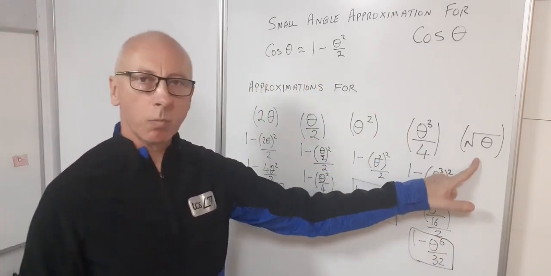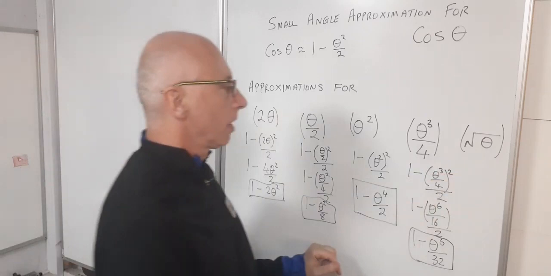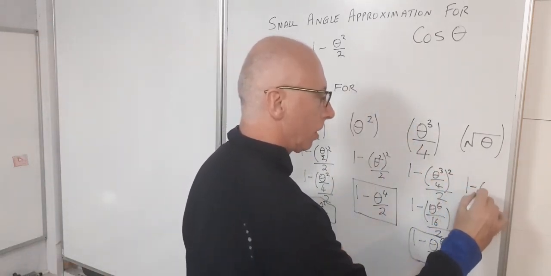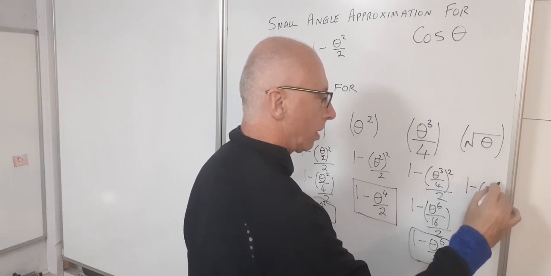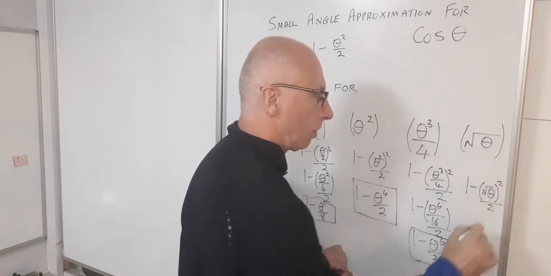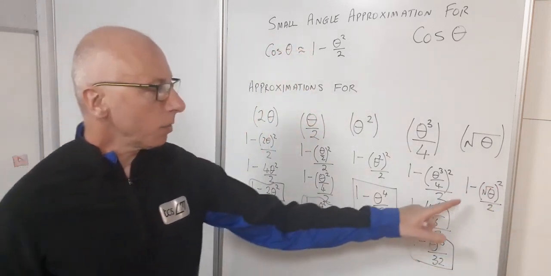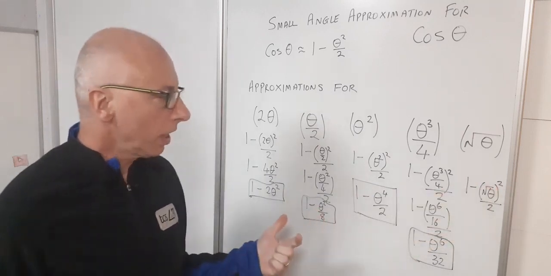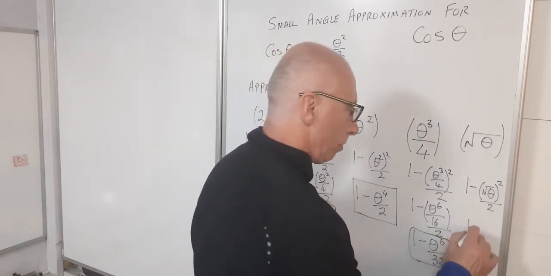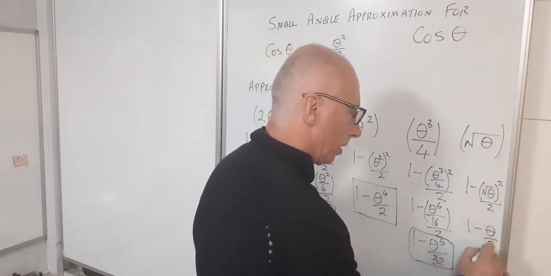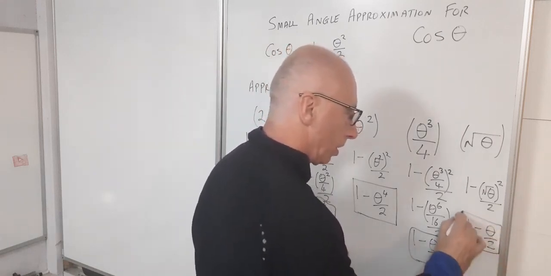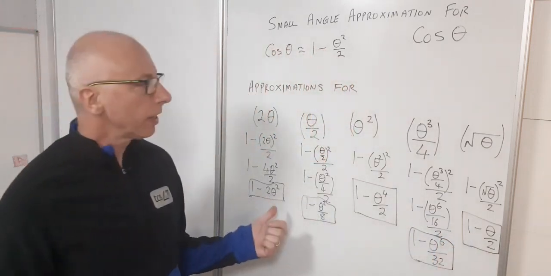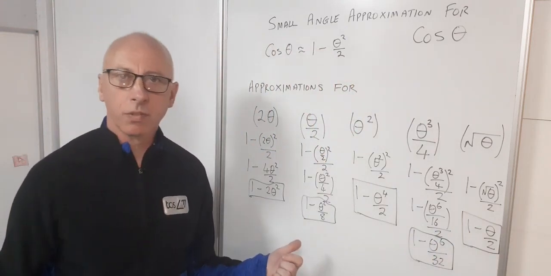And then finally this one with square root of theta. So again, input square root of theta into there, 1 minus square root of theta squared over 2. So now this one will simply become square root of theta squared just gives us theta. So then we've got 1 minus theta over 2. And that would complete that one. Okay, so there we go. There's small angle approximations for cosine.